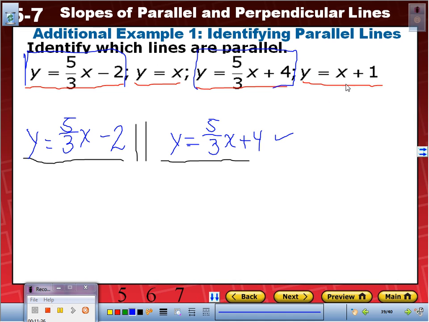All right. So now let's look at these 2 equations that we have left. I'm going to write this: blank, parallel, blank. Let's see if these 2 are parallel to one another. Look at this. Don't say it out loud. And think about this question. Do they have the same slope and different intercepts? Don't say it out loud. Think about it.